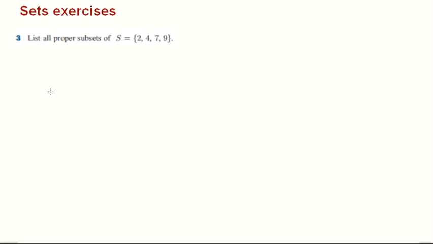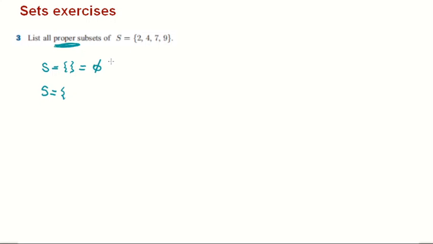Here are some examples regarding our sets exercises. Question 3 on the first list was: list all proper subsets of S equals {2, 4, 7, 9}. All proper subsets are the subsets which do not contain all the elements. So let's see. The first subset that I can write is simply if I don't have anything. That's a proper subset, the empty set. Now, which sets would have only one element?